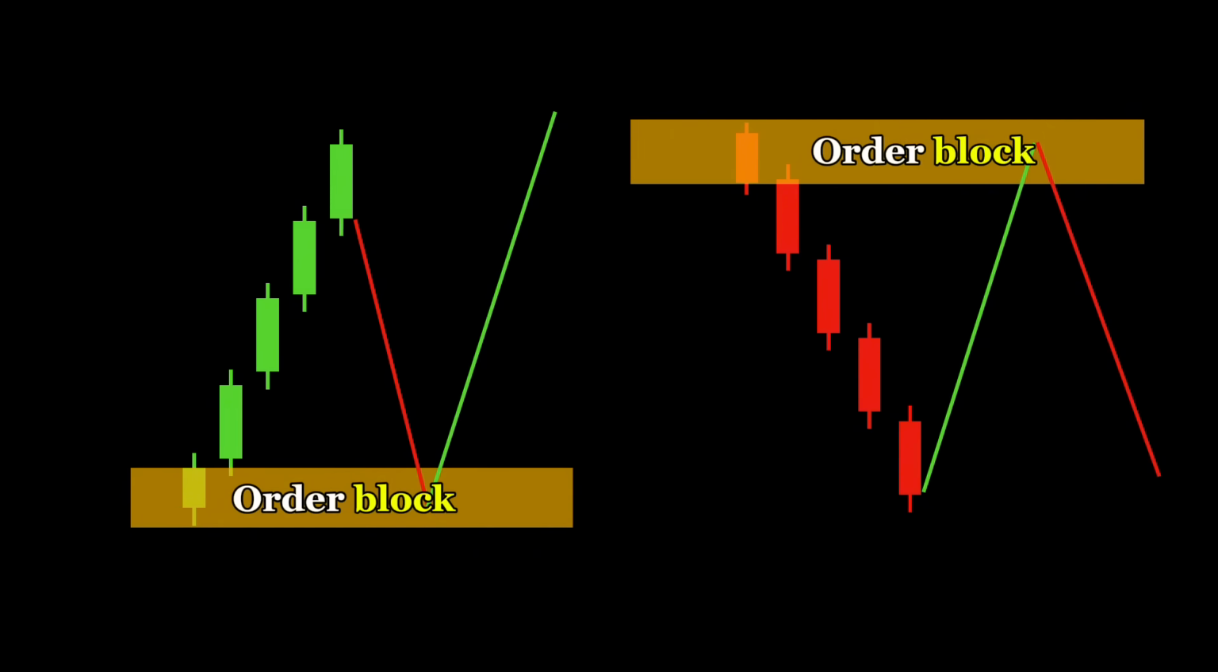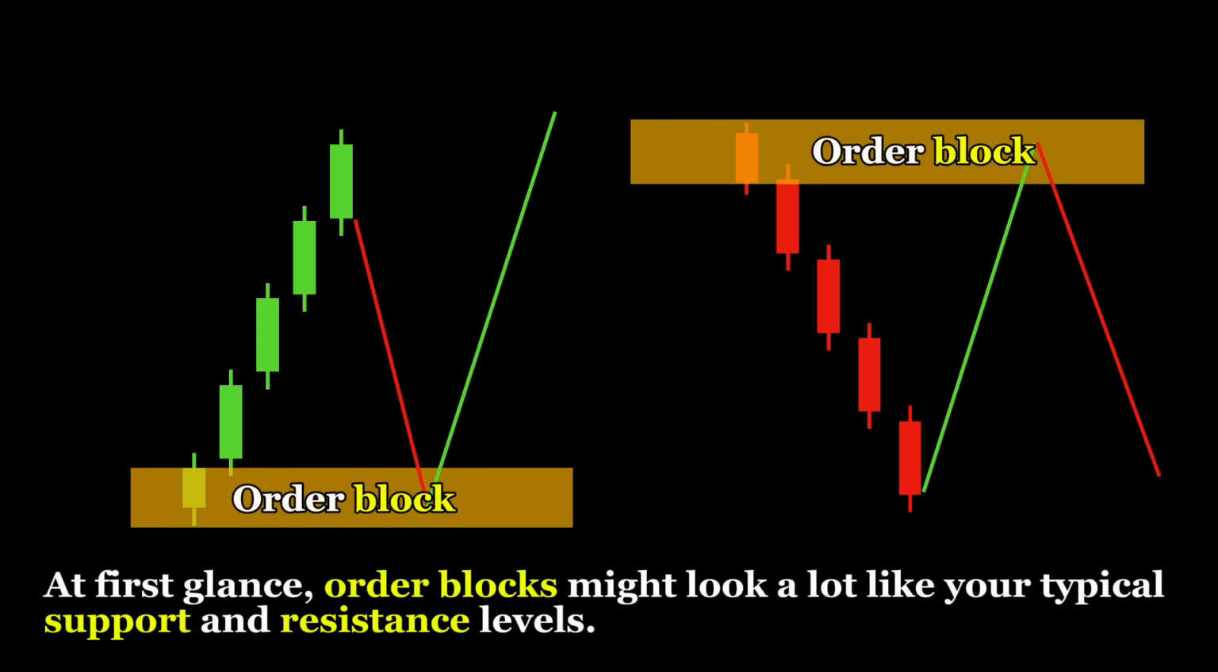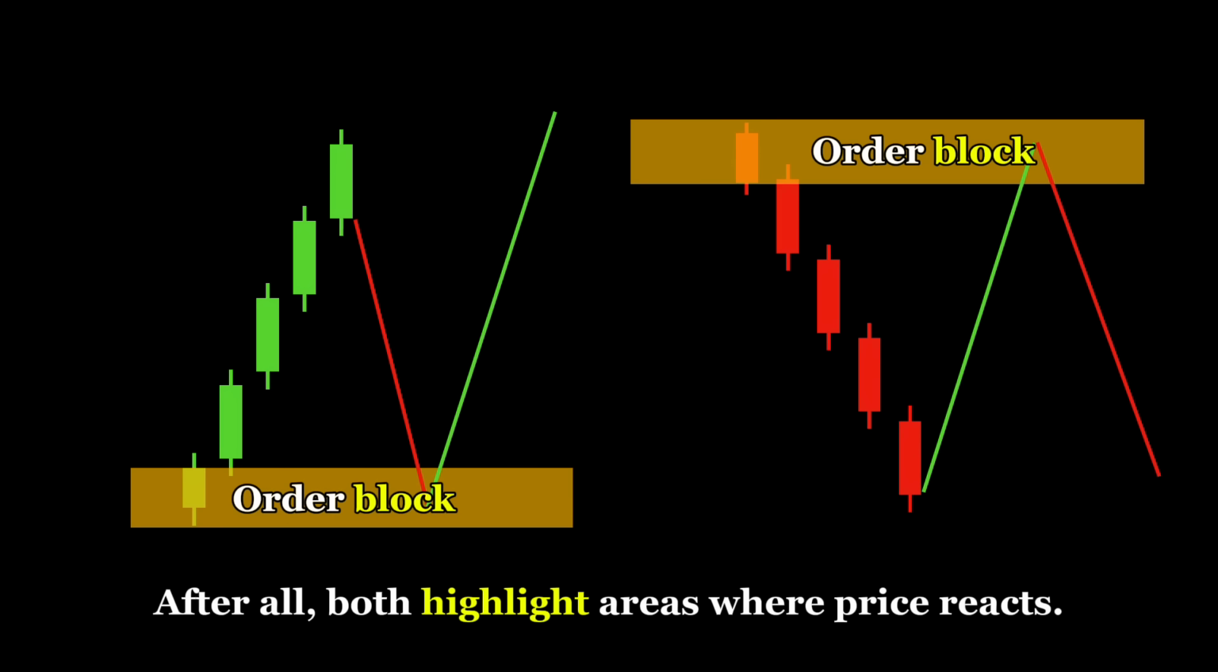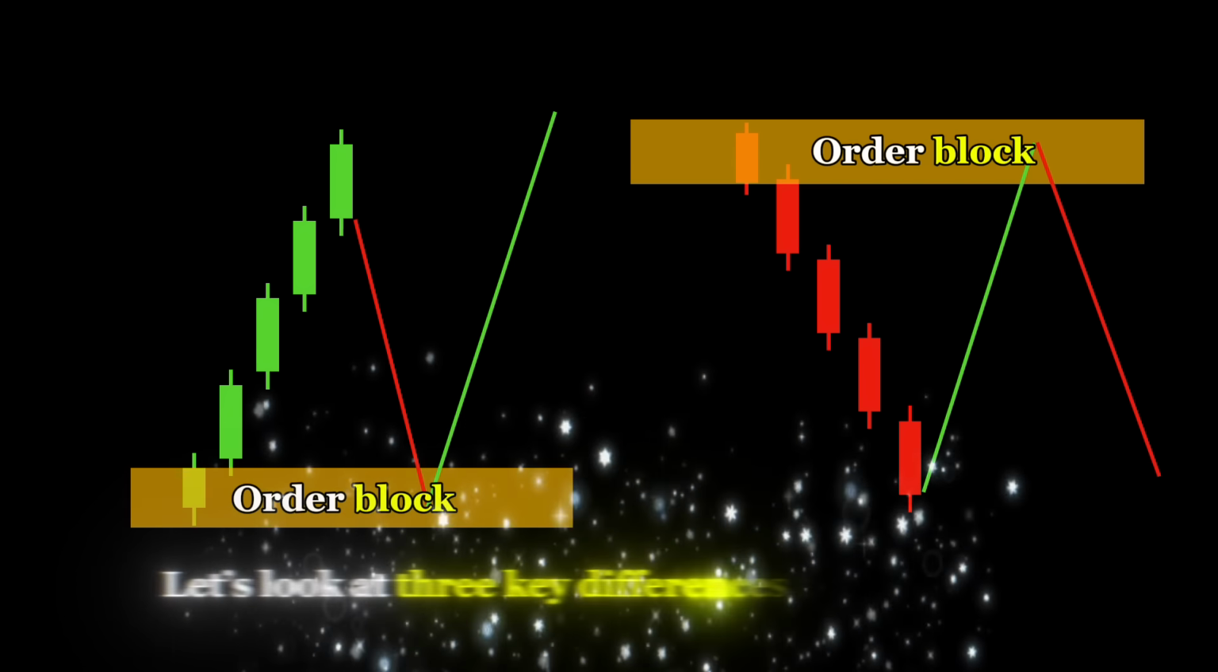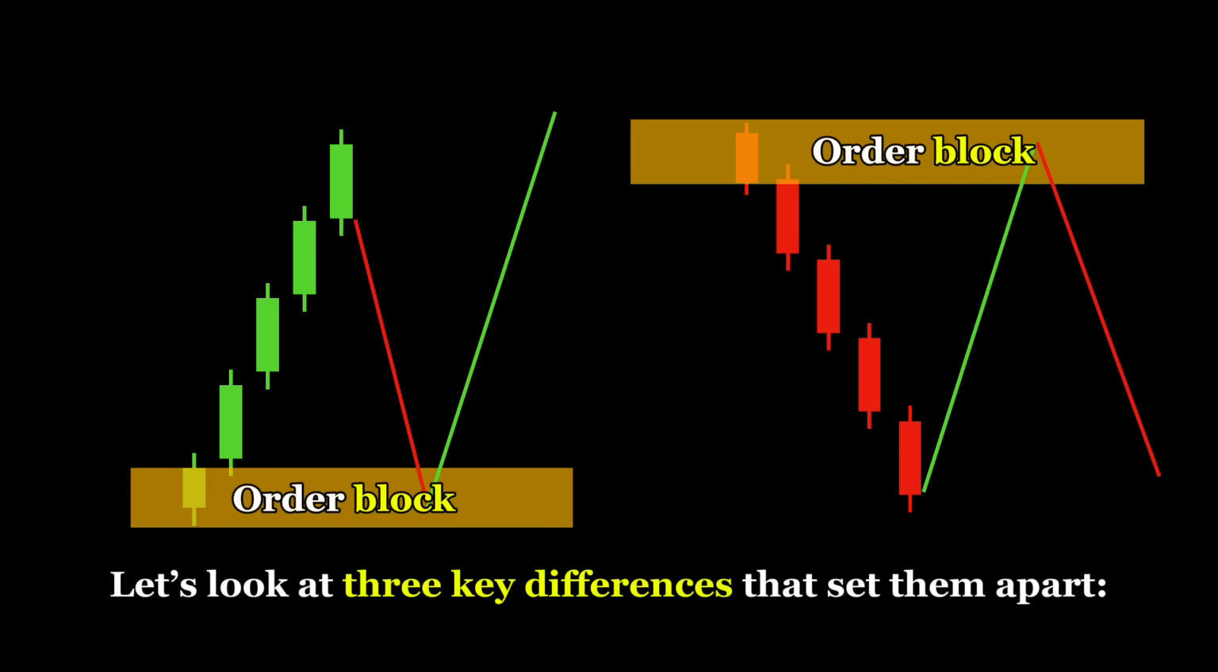Let's break it down. At first glance, order blocks might look a lot like your typical support and resistance levels. After all, both highlight areas where price reacts. But once you understand how they work, you'll see they're very different beasts. Let's look at three key differences that set them apart.